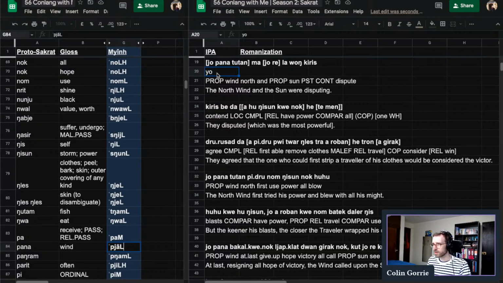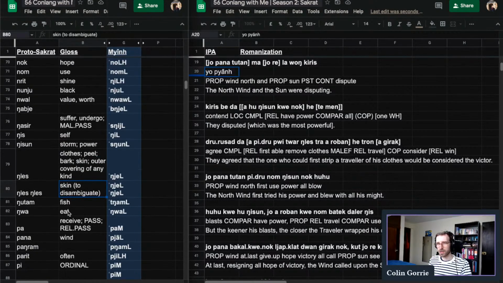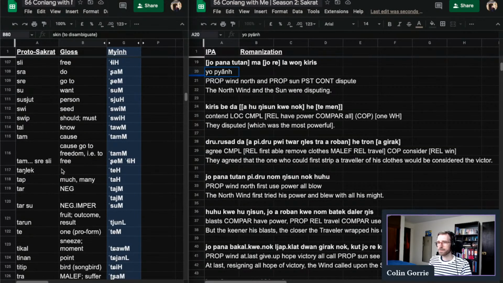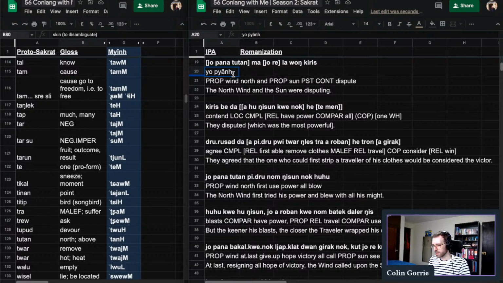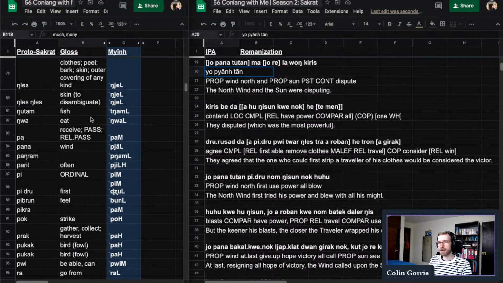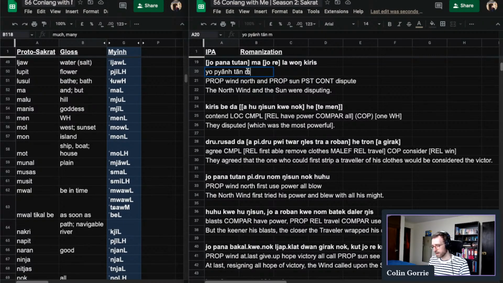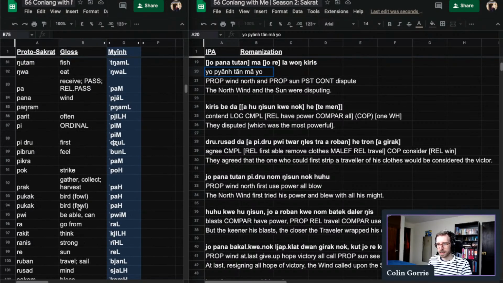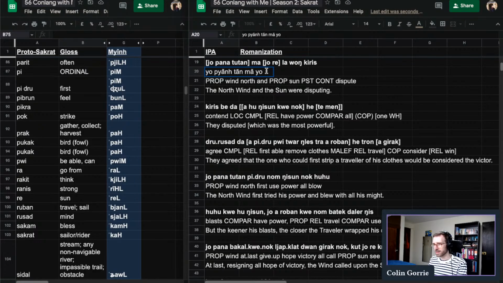Pana. So this is going to be pian. Nope. Yo pian. Pian wind, and the north, which is tutan, which is going to turn into yo pian tan, ma. What is ma going to become? Ma yo. And then re. Don't worry, I won't do the whole thing like this. We just have to get our feet wet. Re.